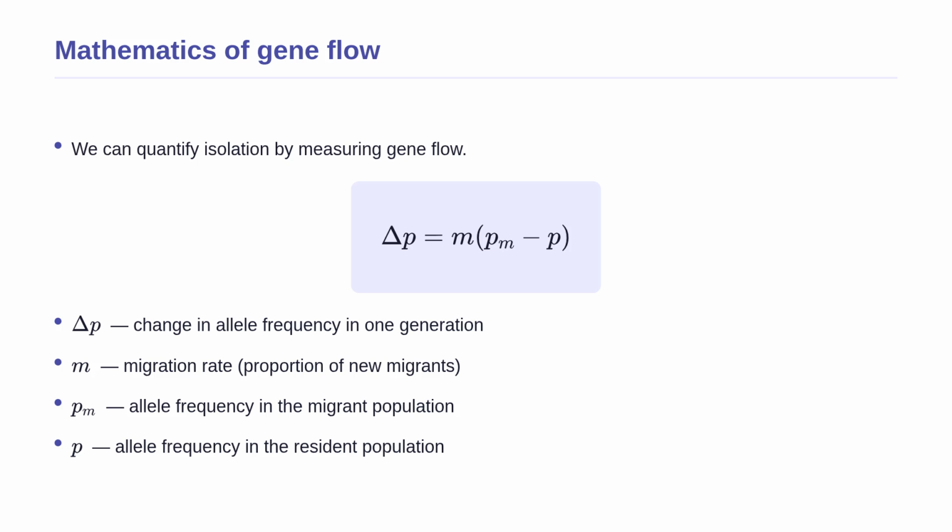Here, delta P represents the change in the frequency of a specific gene variant, or allele, in the receiving population over one generation. The symbol m is the migration rate, representing the proportion of the population that consists of new migrants. The variable P sub m is the allele frequency in the migrant population, and P is the allele frequency in the original resident population. When isolating mechanisms are perfectly strong, the migration rate m becomes exactly 0, meaning the populations are completely isolated, and delta P is 0.